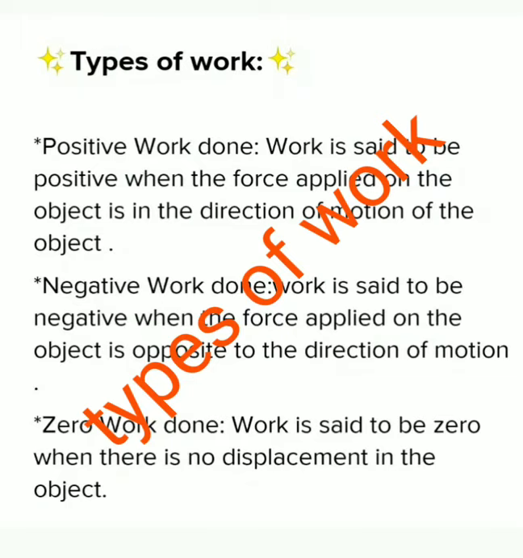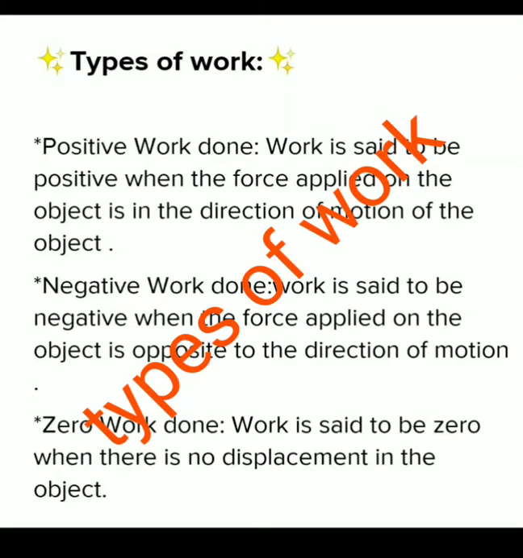Basically, work done is said to be positive when the force applied on the object is in the direction of the motion. When the force applied and the displacement are in the same direction, then the work done is always said to be positive work. Next one is the negative work done.